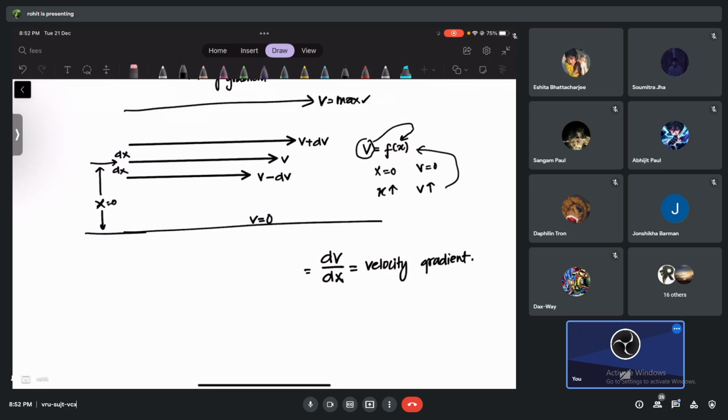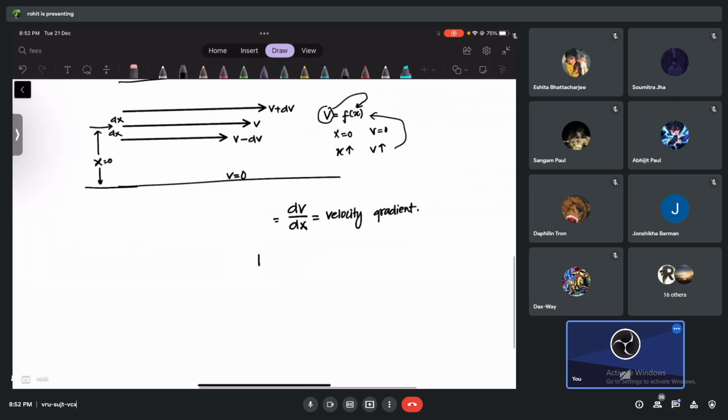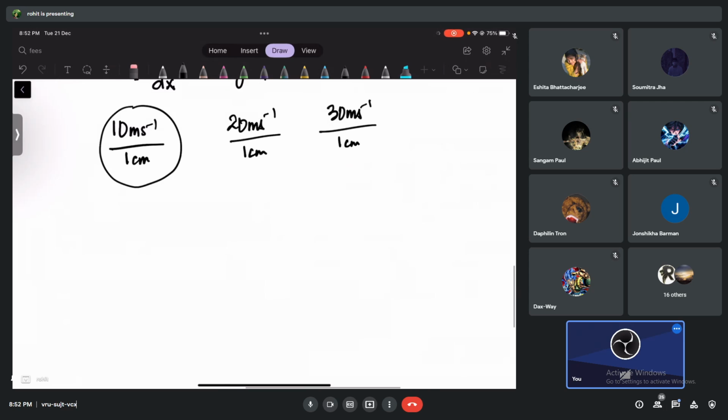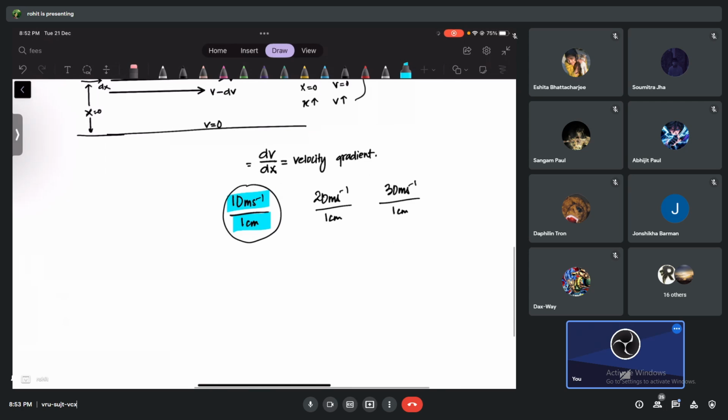Now we really start. Imagine I have a velocity gradient of 10 meters per second per 1 centimeter. Just an example, very bad, but it will work. Another, 20 meters per second per 1 centimeter. And 30 meters per second per 1 centimeter. Now think and tell me, what does the first one indicate? That means the velocity is going to change by 10 meters per second for every 1 centimeter. Very good.